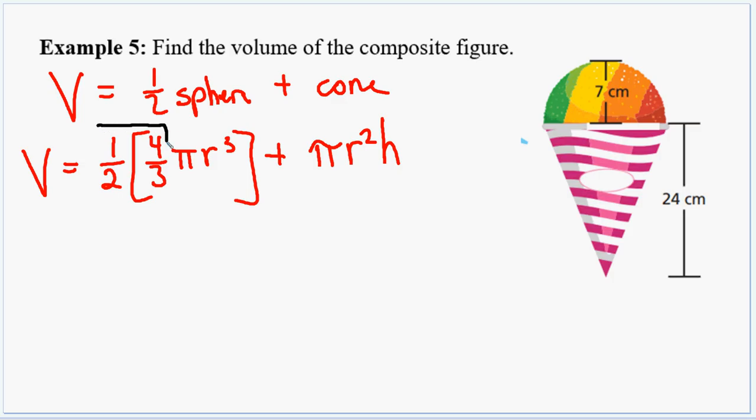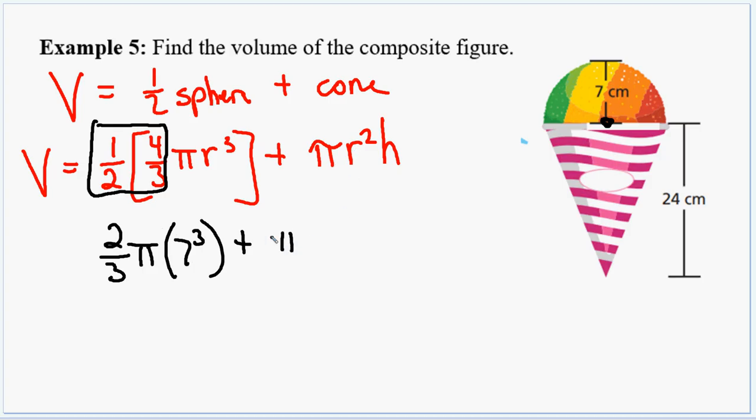So let's see here. Let's do the same thing with the 1/2 and the 4/3. That'll be 4/6 or 2/3 times pi times the radius. Now here on the picture from the center up to the top is 7. Remember, it's a sphere. So that would also be our radius to the left as well as our radius to the right. So our sphere radius has to be a 7. So that'll be 7 cubed. And then we've got our cone, pi, same radius, 7. That'll be a 7 squared. And then our height is handed to us right there. That's a 24.